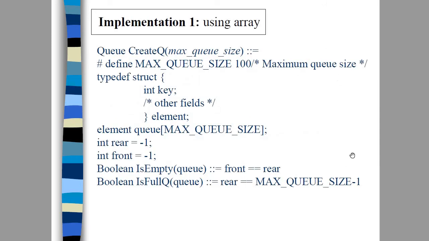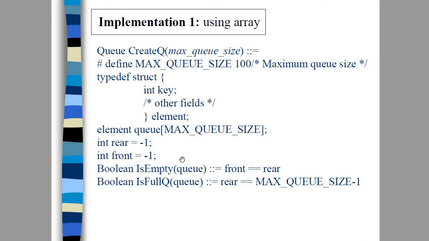Now let's see how we can implement the queue using an array. You can define a structure for defining that element. typedef struct element, and there is only one field, the key field, within that structure. And however many elements you want to store in the queue at most, you have to define as the array size. The rear and front pointers you will set to -1.